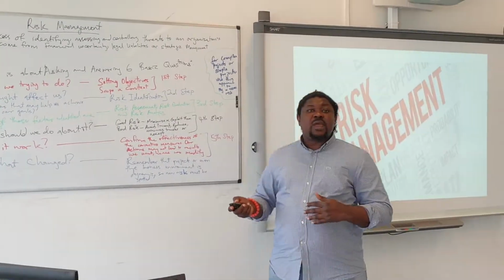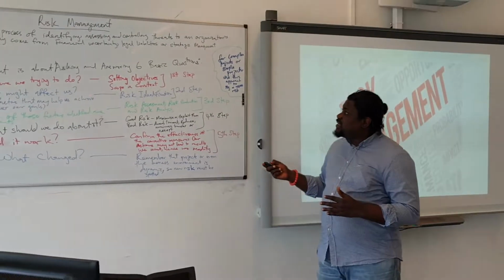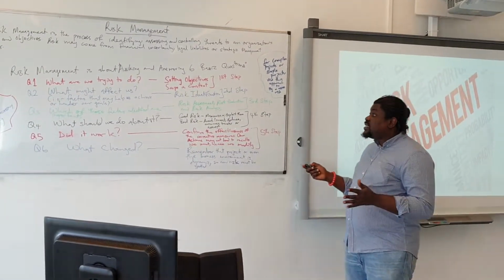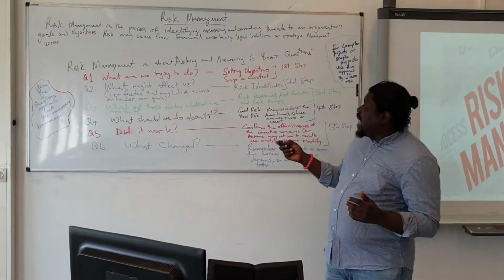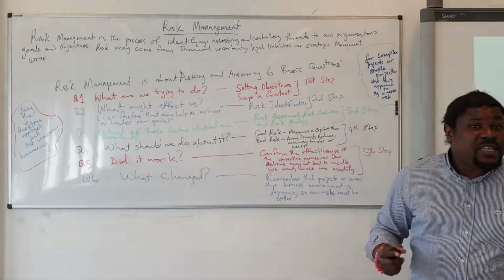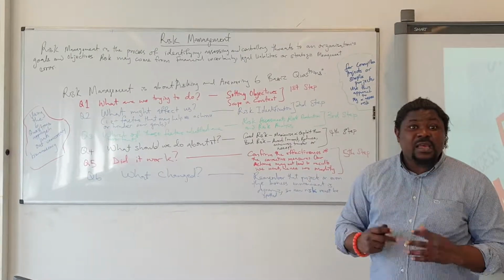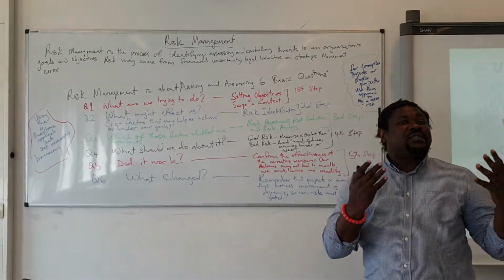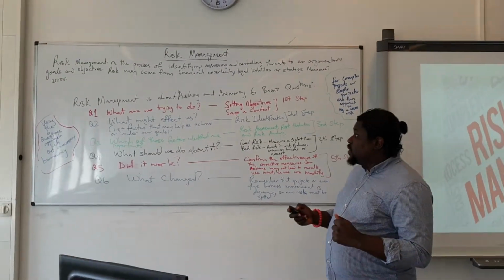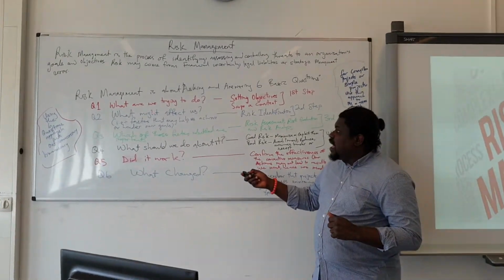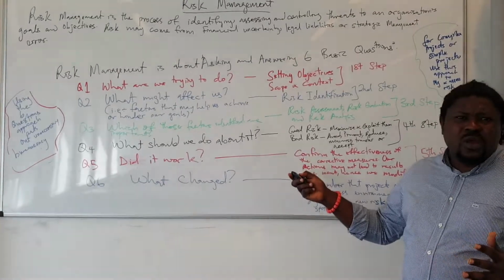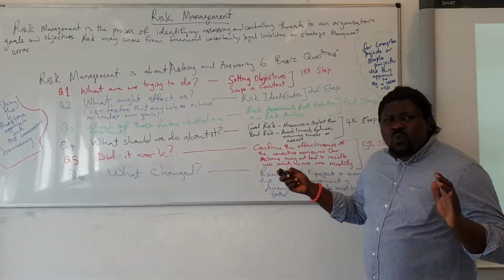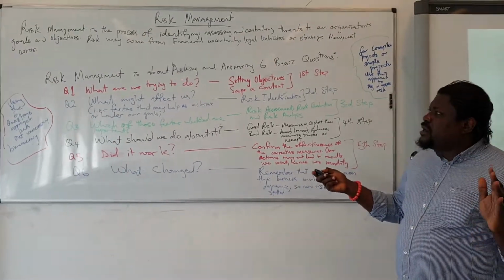Okay, so today we are profiling a 6-step approach to risk management. And this 6-step approach is simply about asking and answering 6 basic questions. Okay, 6-step approach to risk management, where we would ask 6 questions and answer these 6 questions. Question number 1 would be, what are we trying to do? Are you trying to manage risk? The first question you should ask yourself is, what are we trying to do?